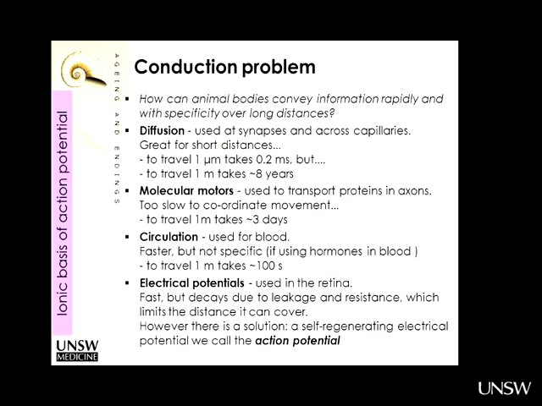So let's start with this issue that we have in our body. We have this task of relaying neural signals from one part of the body to the other parts of the body. There are several mechanisms that we could utilize to achieve this purpose, but we have to remember that with neural signals, it has to be quick and it has to be able to cover a long distance. So here we've got several options.